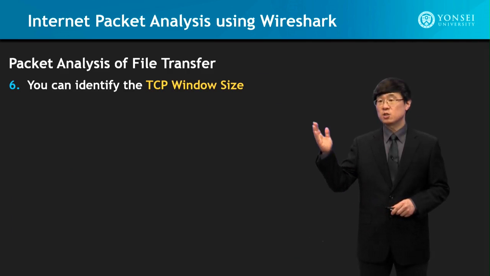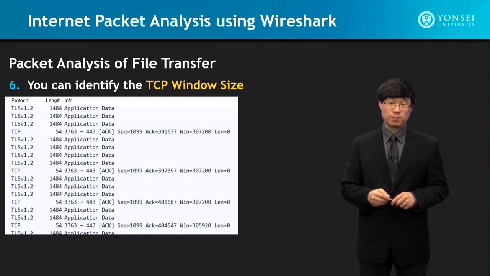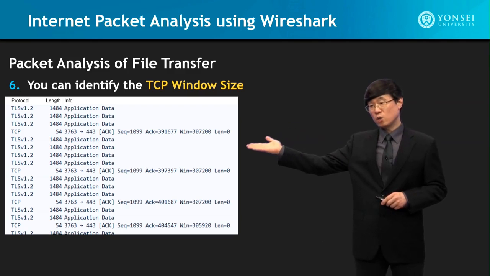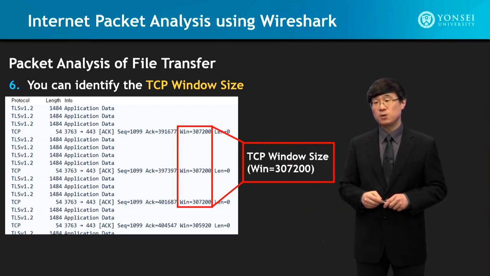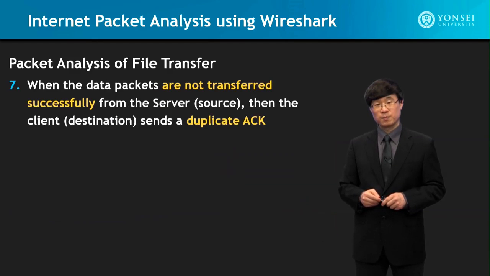Now, you can see and identify the TCP window size. If you look into the Wireshark window right here, you can see the win information. And you can see the TCP window size is at 307200, but then you can see that it changes. It becomes slightly smaller, changing into 305920.